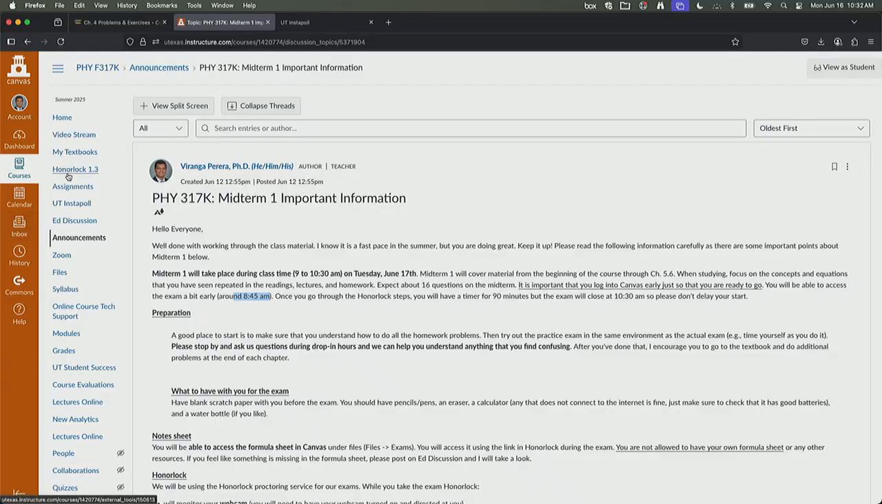So again, click on Honorlock. That's where you start the exam. Don't go to Quest. The exam is on Quest, built into Quest, but that's not how you access the exam. You have to go to Honorlock first. Everybody clear? You can repeat this to yourself a few times: Honorlock first, and the only place to go.